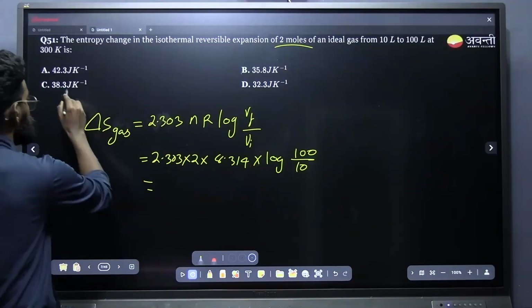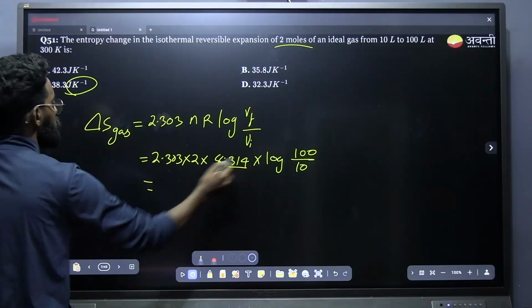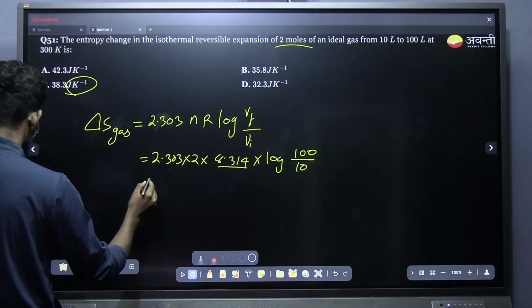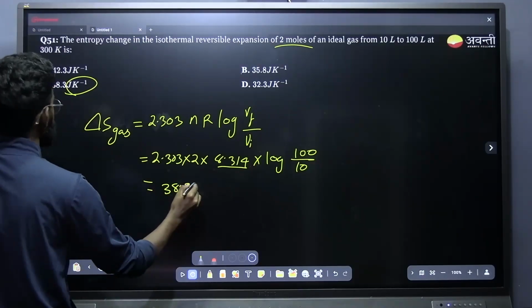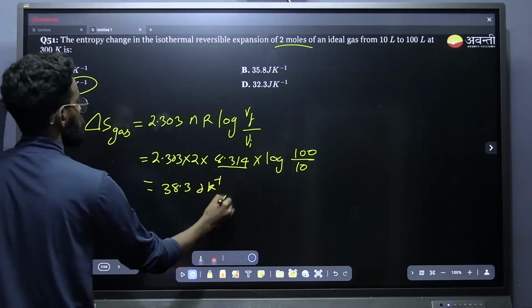We want the answer in joules. That is why I am taking 8.314 here. So what is the final answer? I think answer is coming 38.3 joule Kelvin inverse. Yes.